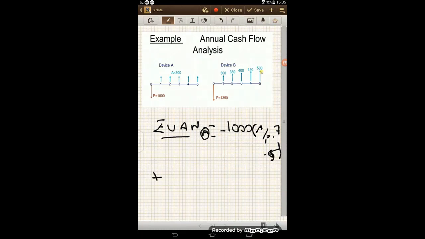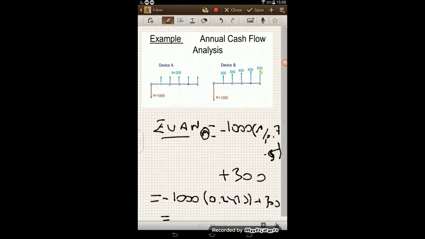And we are going to add here, because we are using an annual series, we just add 300 here as plus, because we divided into a minus term in the annual series. So if we take this equation, it's going to be minus 1,000 multiplied by A over P at 7%, which is 0.2439, plus 300.